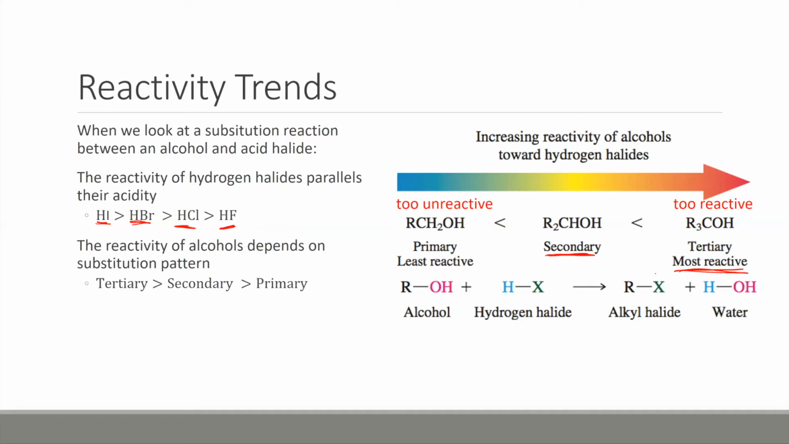So again, remember, primary is going to be if there is only one carbon attached to the alcohol. Secondary is going to be if there are two carbons that are attached to the carbon on the alcohol. And then tertiary is going to be three carbons attached to the carbon on the alcohol.